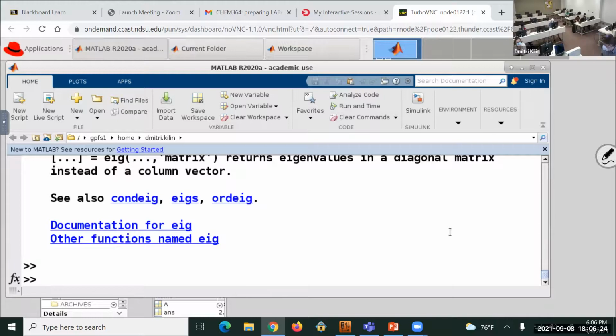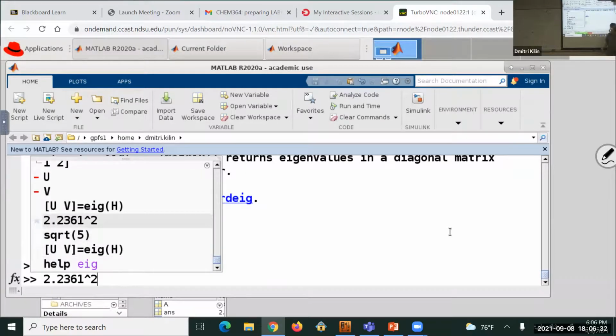So there was a question: why was I trying to find the square of this number? It is not some universal thing that any time I find an eigenvalue, I try to square it. No, it's only this specific example. So here, for this simple matrix, by solving this problem analytically, I did find that lambda is equal to the square root of 5. So it is the absolutely correct answer.